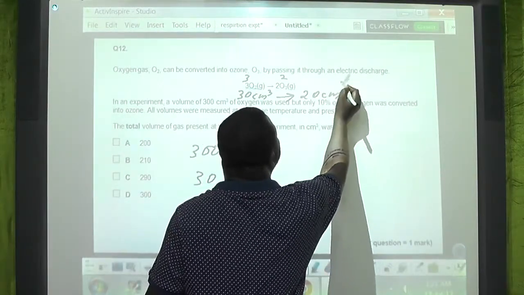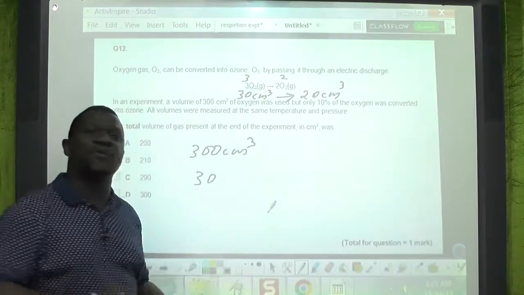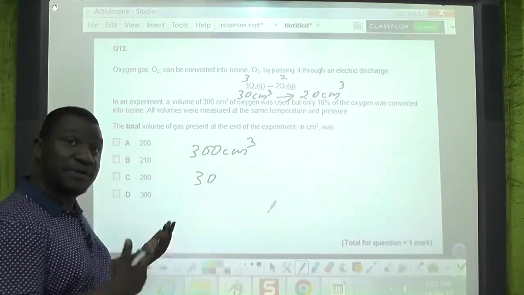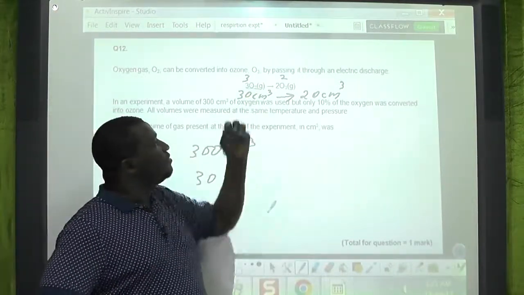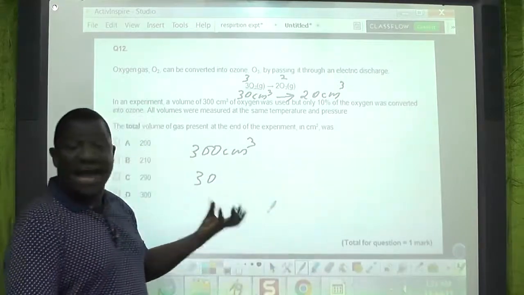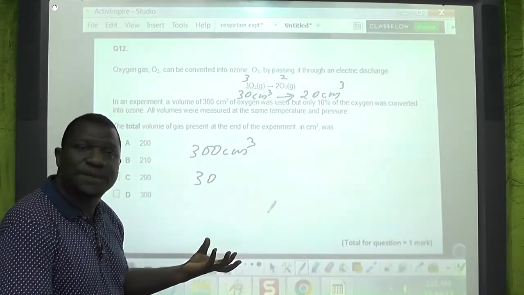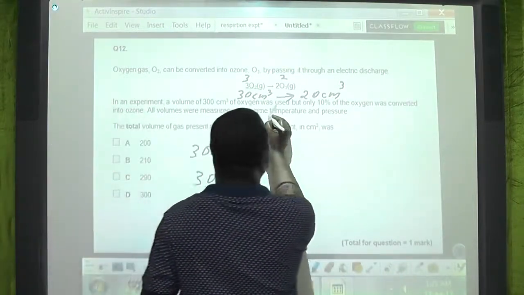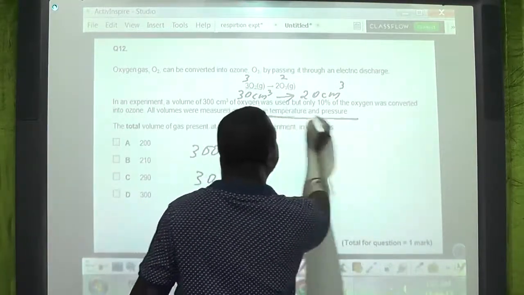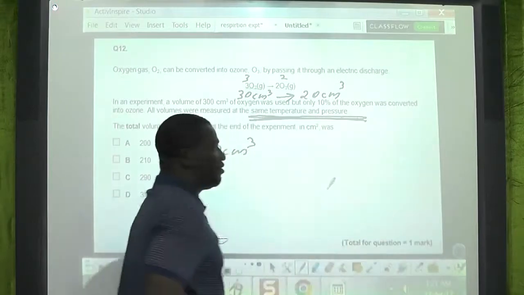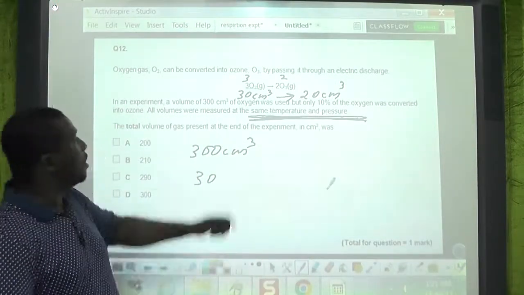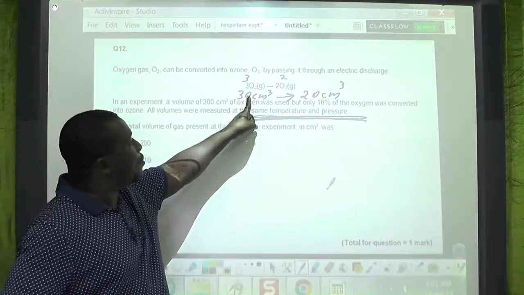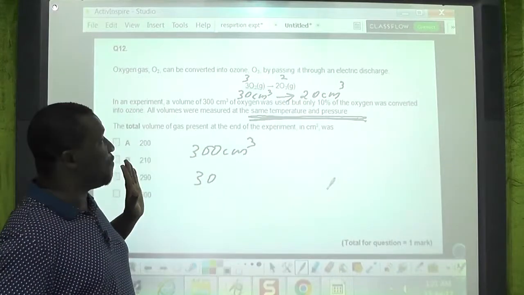We have looked at this type of question before when we're talking about volumes. Equal volumes of all gases at the same conditions of temperature and pressure will give you what? You know, Avogadro's law. Same temperature and pressure. Don't forget that. So 30 cm cubed will give you 20 cm cubed of ozone.